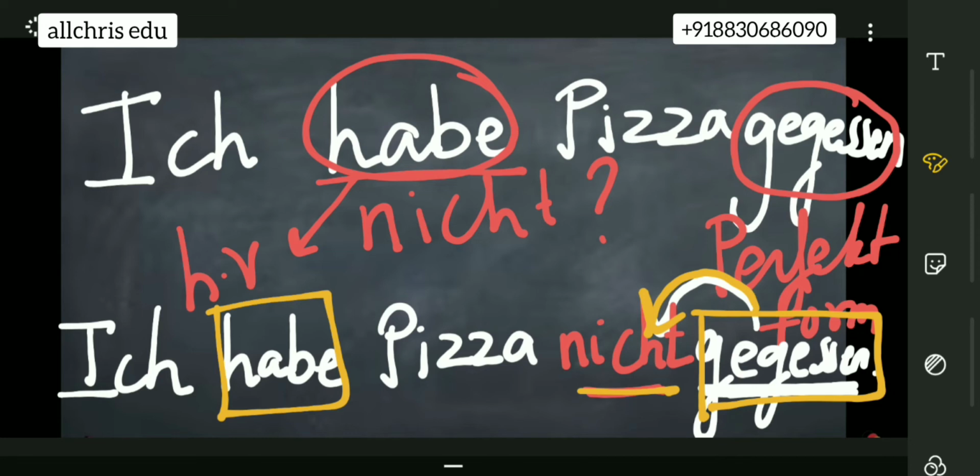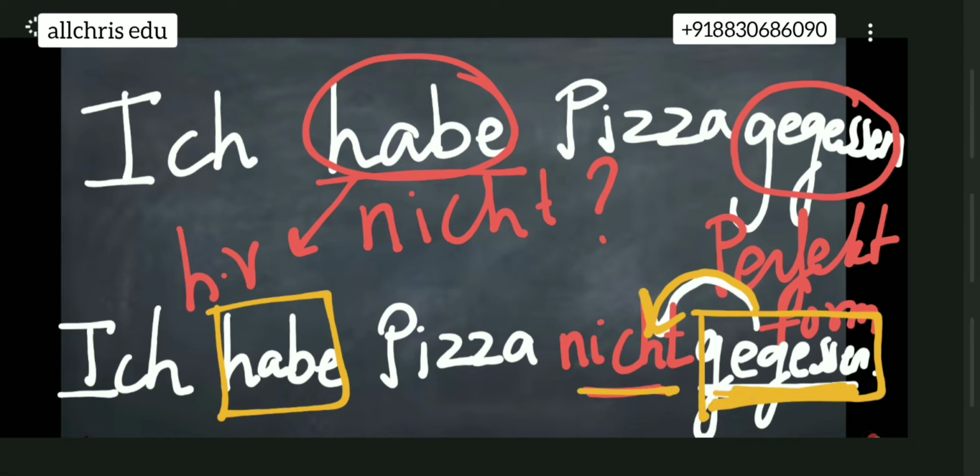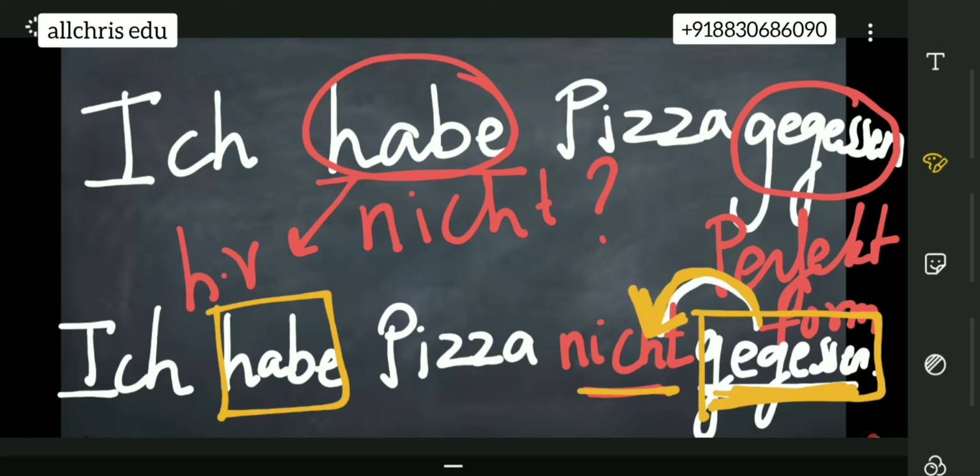You just have to make sure that wherever the perfect form is, exactly before the perfect form, we are going to put the word nicht to make that sentence negative and to make that particular verb negative. Now one more sentence of perfect form I will take.